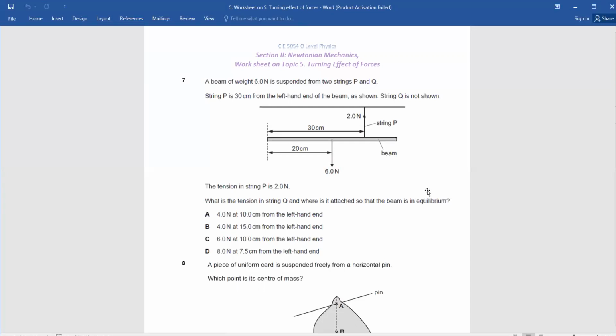So our beam is in equilibrium, so we will make both the conditions for equilibrium. The first condition is the forces should be balanced, right? So here we are having downward force 6 Newton, upward force 2 Newton. And the string they are saying Q, that string should be upwards, and it is 4 Newton to make all the forces balanced, right?